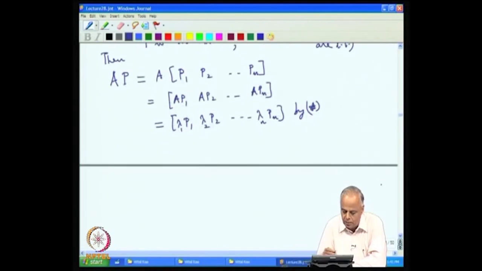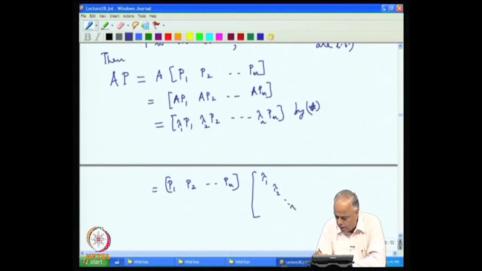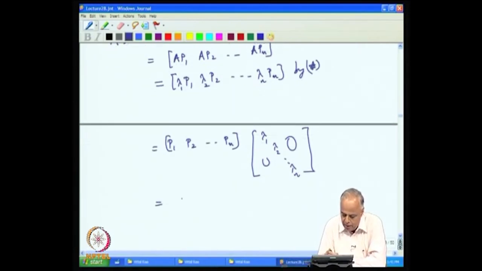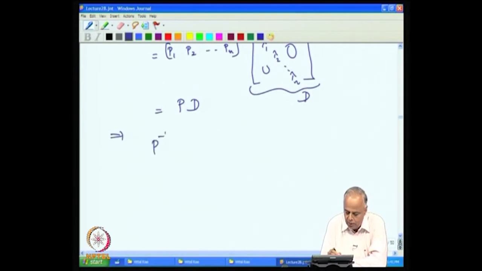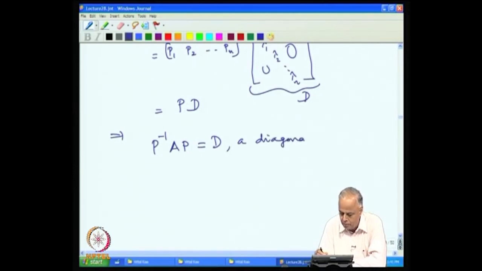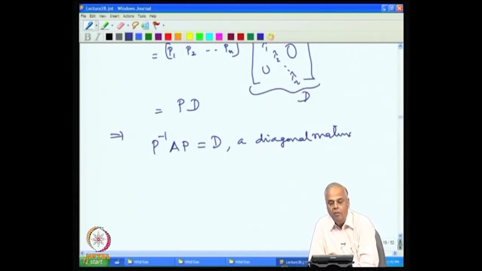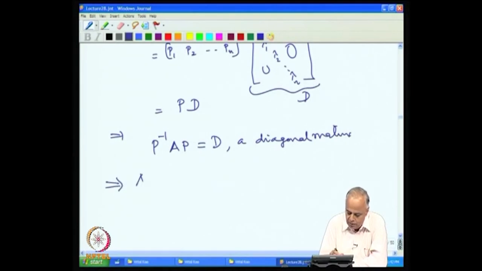So, this says star by star, and this product as before can be written as p 1 p 2 ... p n into the diagonal matrix lambda 1, lambda 2, ..., lambda n, which is P times the diagonal matrix. This matrix is what I call D. So, A P equals P D, which implies P inverse A P is equal to D, a diagonal matrix. Therefore, the moment that these scalars and vectors are given, we are able to construct a real matrix P so that P inverse A P is diagonal, which means A is diagonalized.